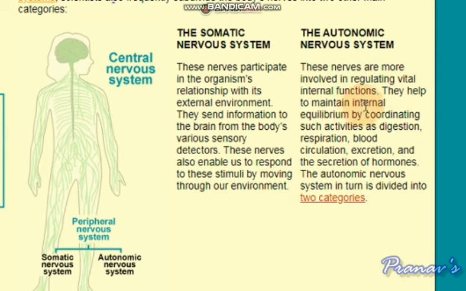Then we have the autonomic nervous system. These nerves are more involved in regulating vital internal functions. They help to maintain internal equilibrium by coordinating such activities as digestion, respiration, blood circulation, excretion, and the secretion of hormones. The autonomic nervous system in turn is divided into two categories. We will see the two categories of autonomic nervous system also.